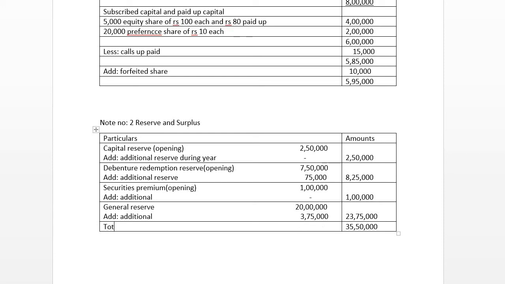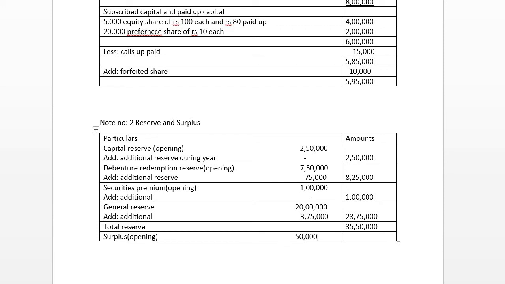Therefore, total reserve. Then this is with regards to reserve. There are reserves and surpluses available. Then later we have to prepare what? The surplus. Right? Suppose opening surplus is given in the trial balance. At that time, again in the inner column, assume that the surplus amount given in the trial balance is 50,000.